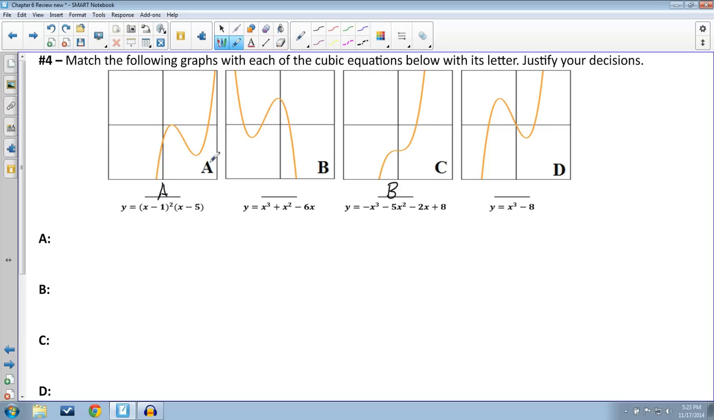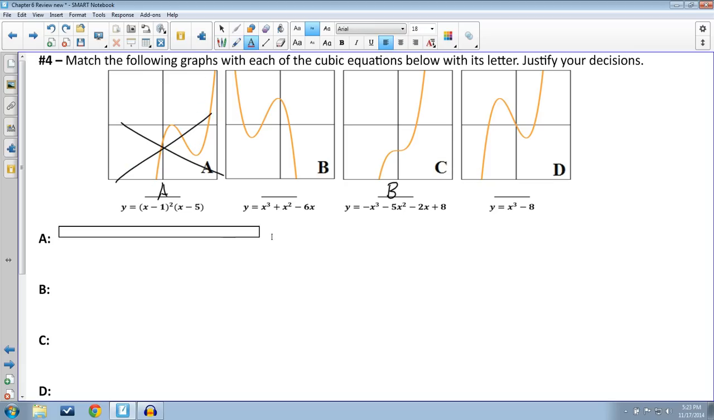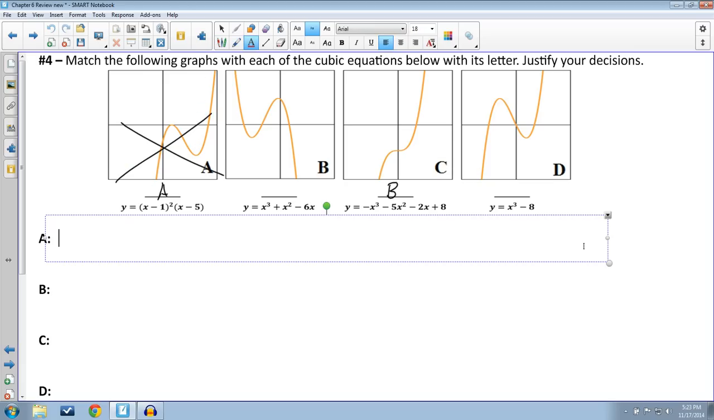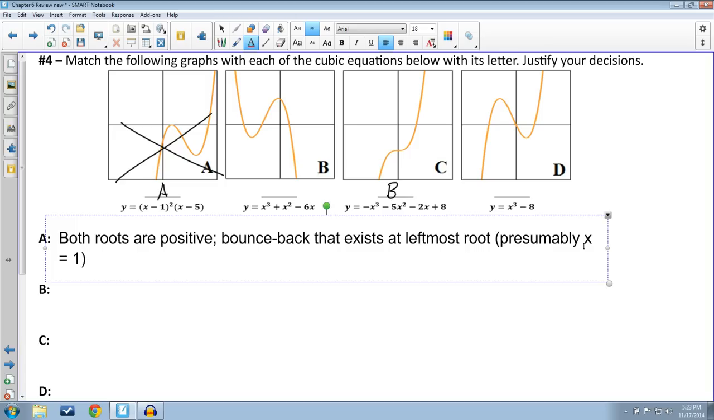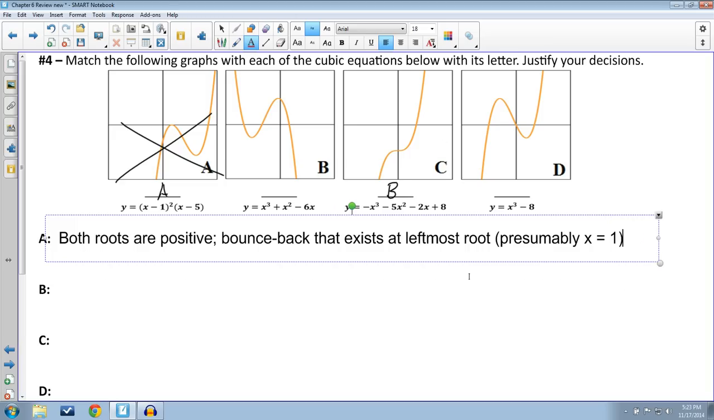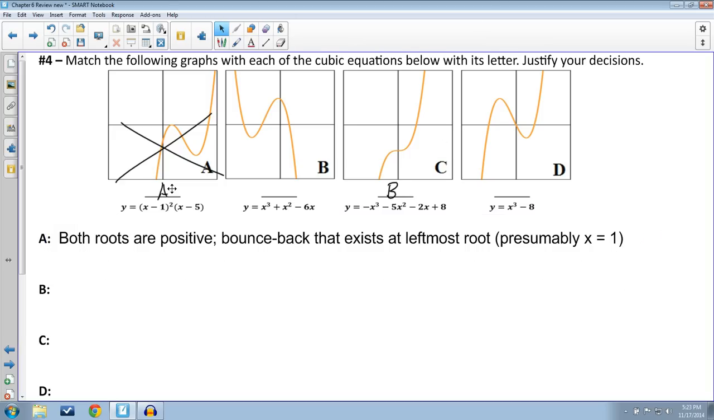Let's write a good justification for that. Let me cross that out now. Why is it A? Well, both roots are positive. And also, there's a bounce back that exists at the leftmost root. Presumably that's x equals 1. Right, we got to make that assumption perhaps, so there's that one right there. A is justified. Okay, let's talk about B, because I think we already figured that one out.